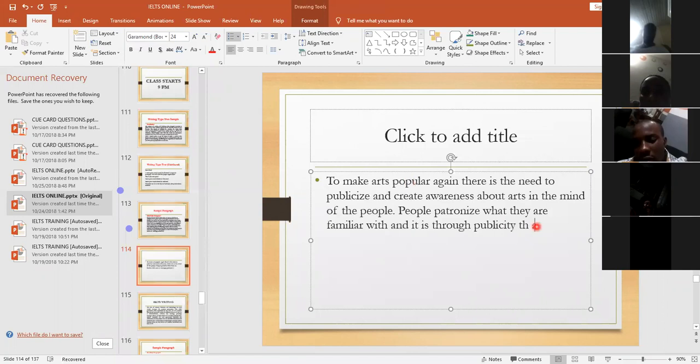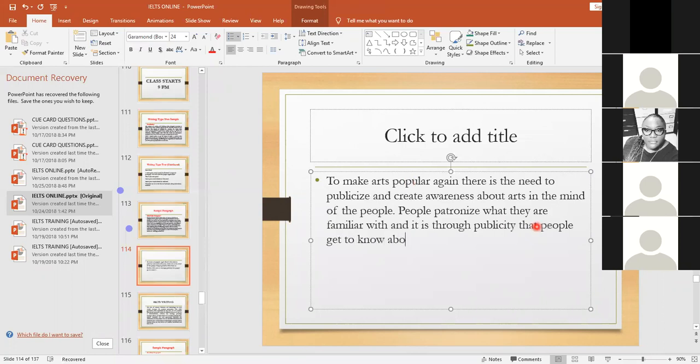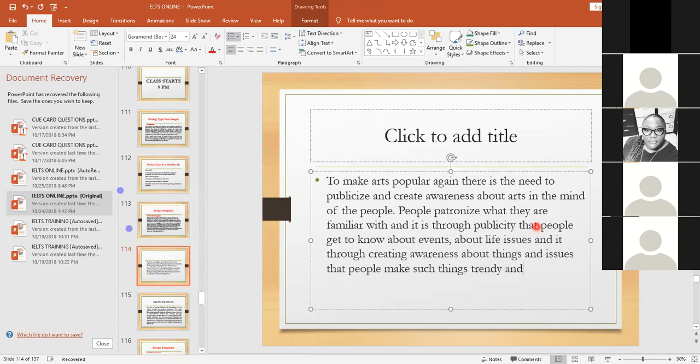It is through publicity that people get to know about events, about things, through creating awareness about things and issues that people make such things trendy and embrace.